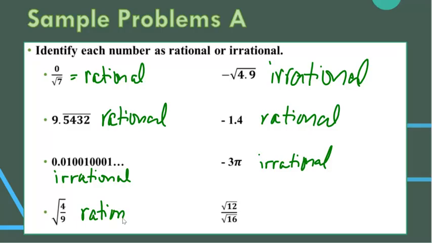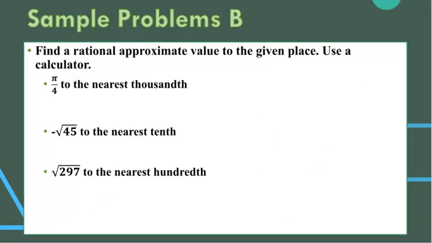Next one, it's in a fraction format, but because I have a radical in the numerator and a radical in the denominator, this would be considered irrational. Now, if the square root of 6 and square root of 12 were perfect squares, then it would be considered rational. But this one is irrational.